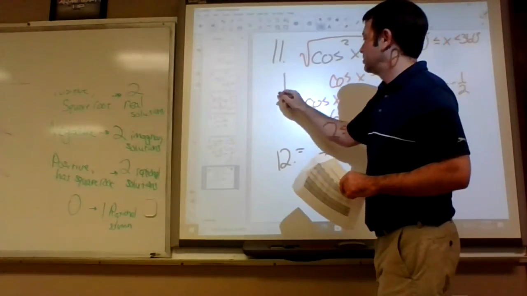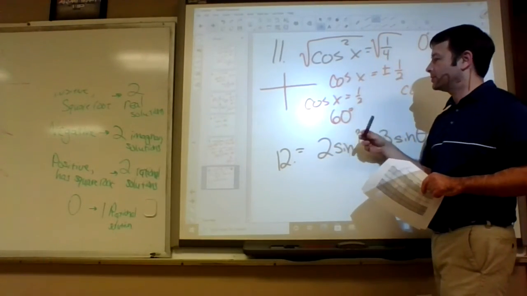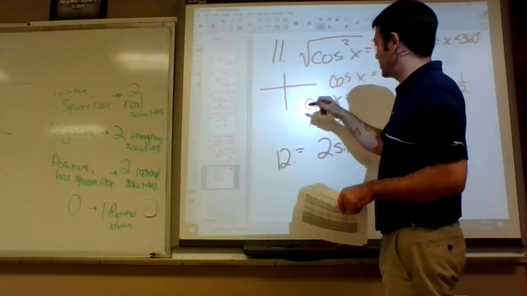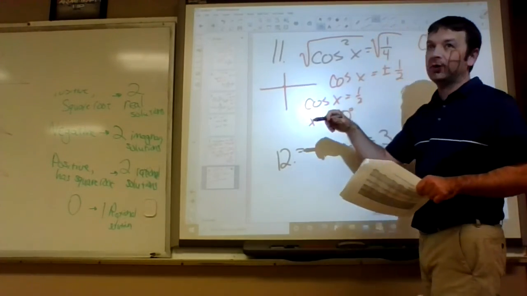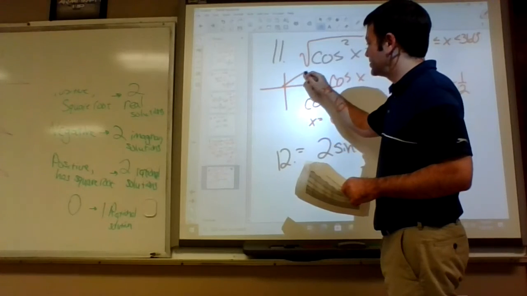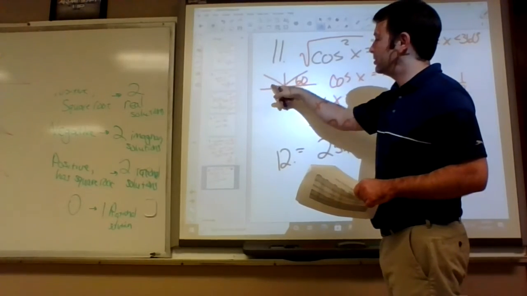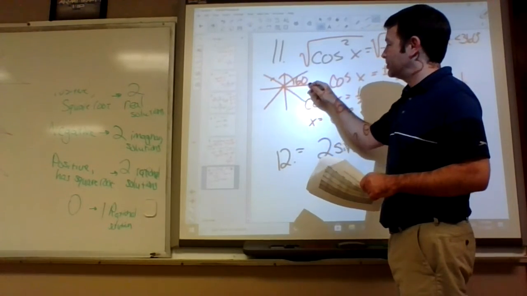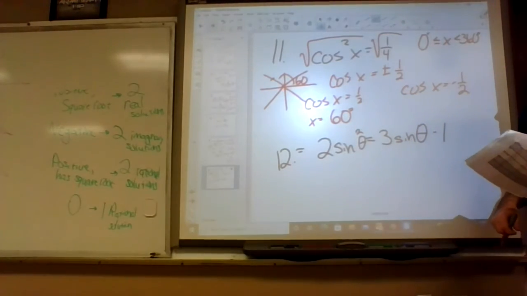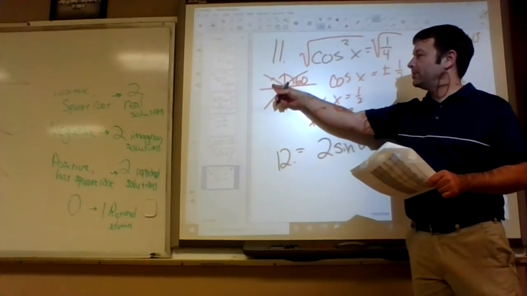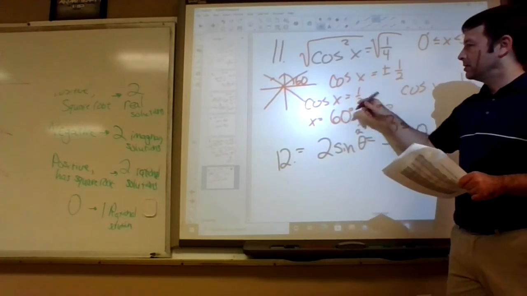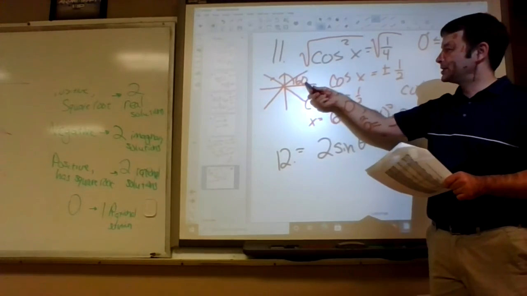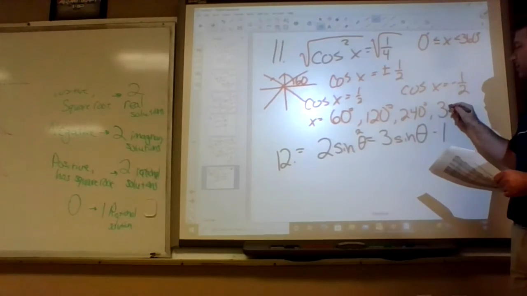Just plug in cosine inverse of 1/2, like number 1. It's the same as 1 through 4 that we did earlier. Okay, 60 is this angle. The other angles are 180 minus 60, 180 plus 60, and 360 minus 60. So 180 minus 60 is 120, 180 plus 60 is 240, and 360 minus 60 is 300.